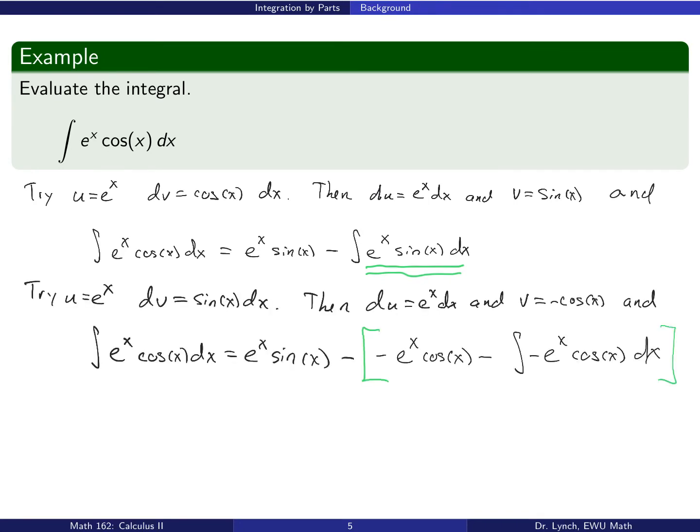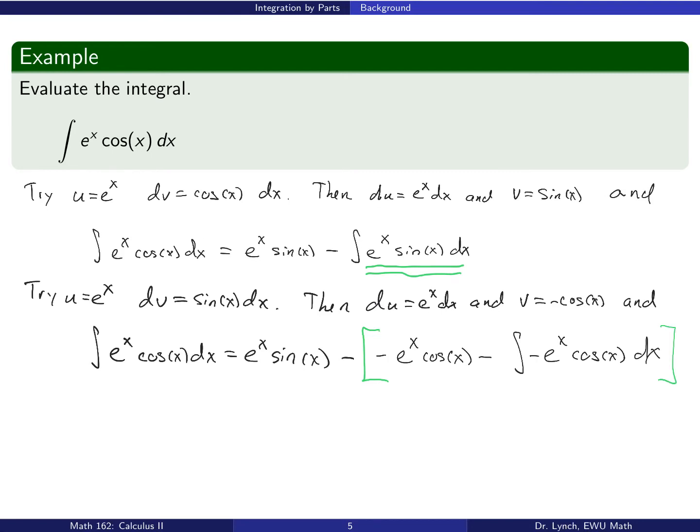Okay, so here's integration by parts applied to our new integral underlined in green. When u is e to the x and dv is sine x dx, we can compute that du is e to the x dx and v is negative cosine x. From that, we can write down that the integral of e to the x cosine x dx is e to the x sine x minus the quantity minus e to the x cosine x minus the integral of minus e to the x cosine x dx.